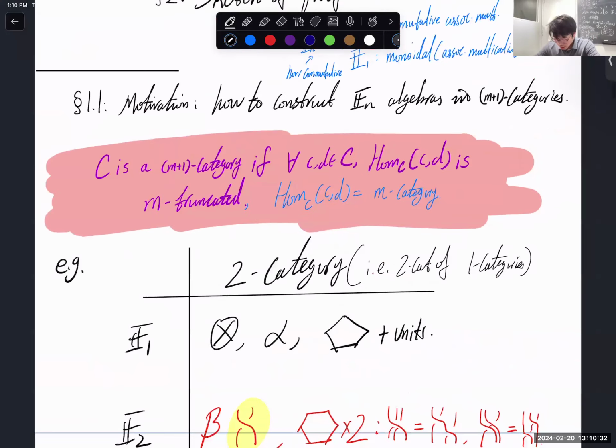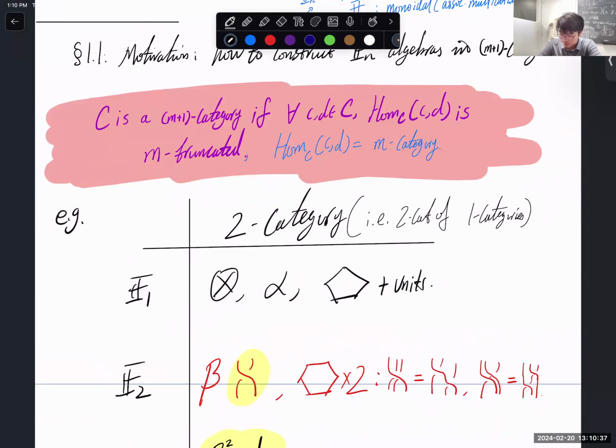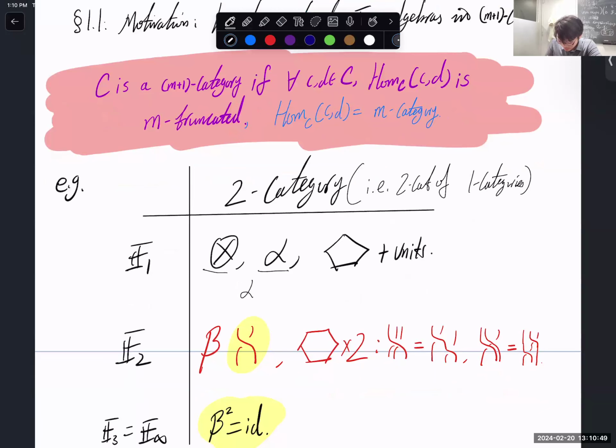Okay. So to start, what do you need to define an E1 algebra? Well, first you need a tensor product. That's your monoidal structure. Then you need alpha, which is your associator. So alpha is an equivalence between X tensor Y tensor Z with X tensor Y tensor Z. But moreover, because you're in the category land, you also need something more, which is basically the pentagon axiom, which I hope most people have seen before.